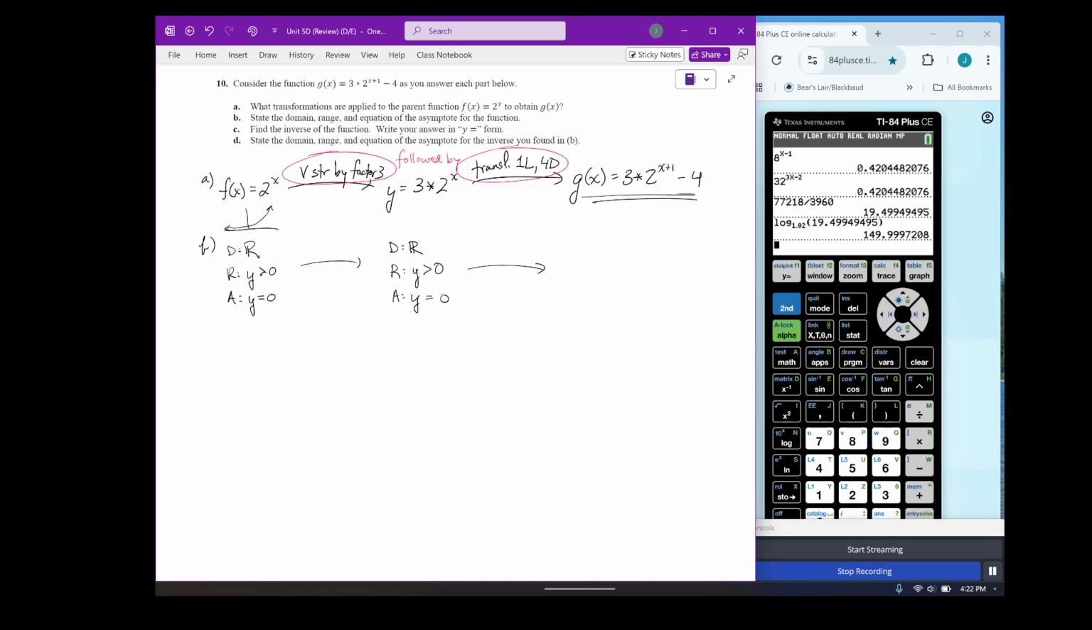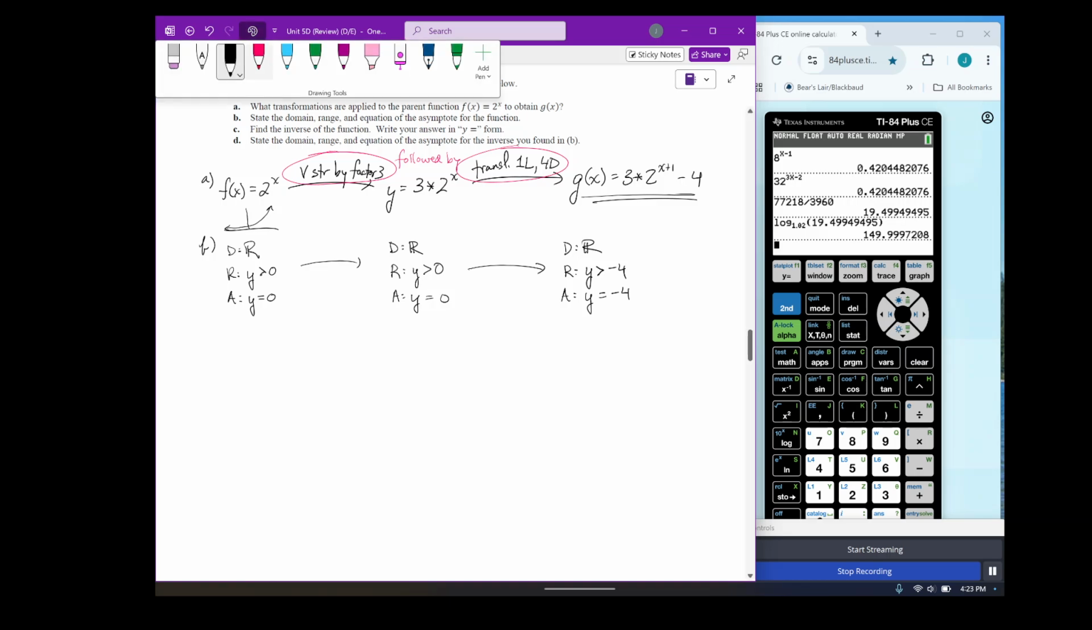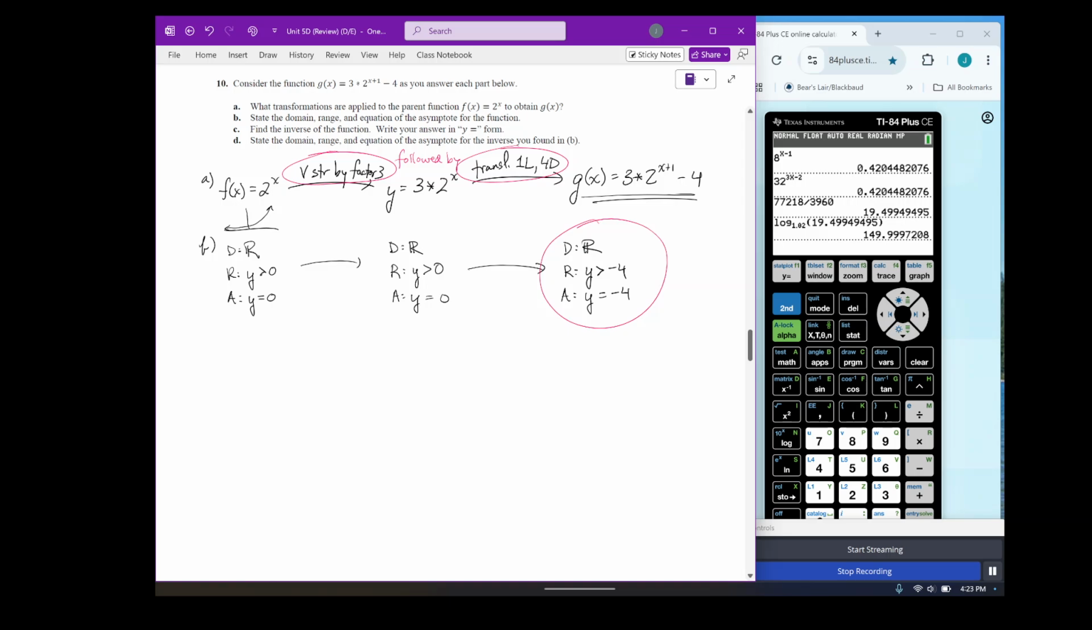The translations are what change things around. Now, if I take all x's, all real numbers, and I translate them 1 to the left, I still get all real numbers. For my range, instead of being at 0, I'm now 4 down. So y is greater than negative 4. And then let's see, the asymptote, I moved 4 units down as well. Okay, so then this here is your answer to B.